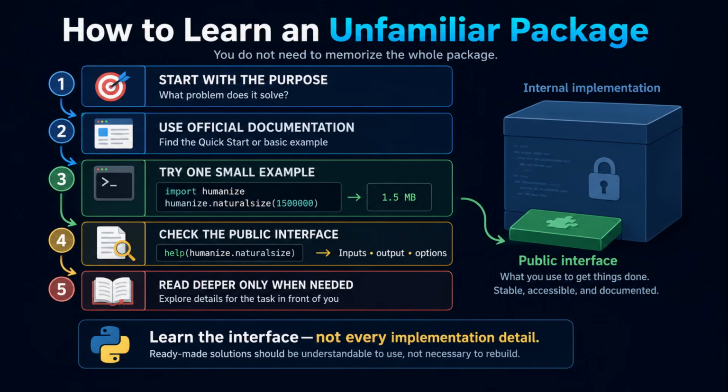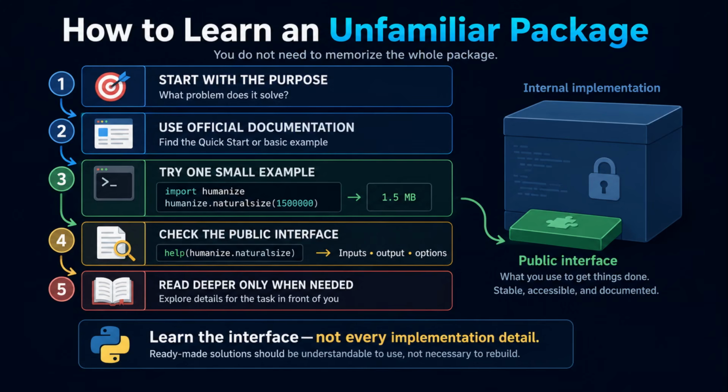Then visit its official documentation and look for a quick start guide or basic usage example. A small working example often teaches us enough to begin. Next, test one feature with a simple input. For humanize, we can import the package, pass a raw byte count to naturalSize, and confirm that it returns a readable value, such as 1.5 megabytes. Keeping the first experiment small makes any mistake easier to understand.